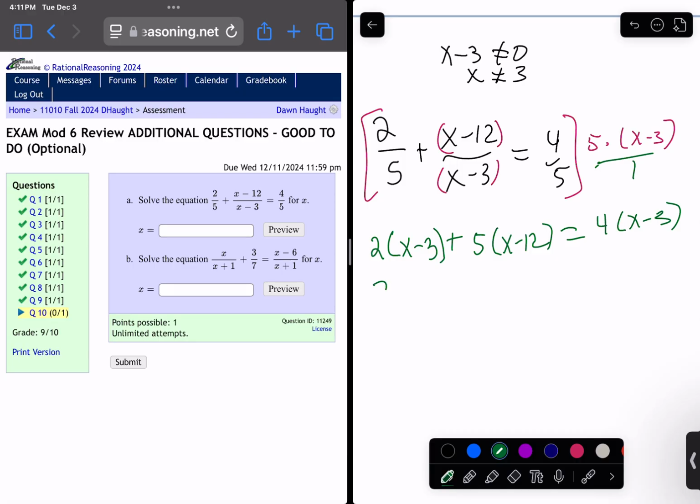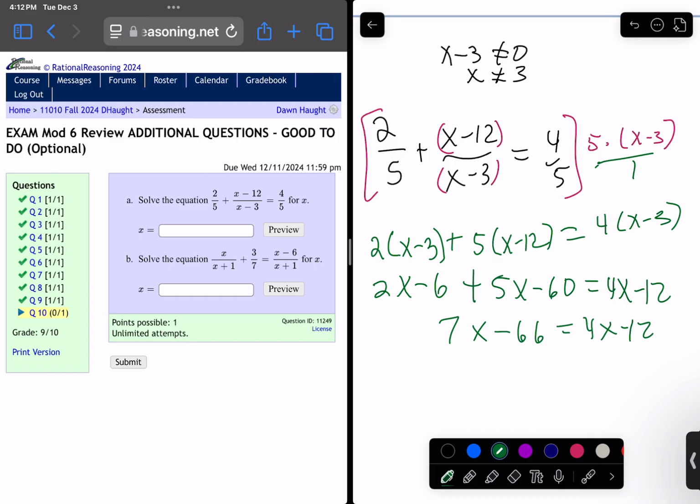Okay, so we would get 2x minus 6 plus 5x minus 16 equals 4x minus 12. Simplify each side down as much as you can. And I notice I get 7x minus 66 equals 4x minus 12. Now let's get our x's to one side, numbers to the other. So I'm going to subtract 4x from both sides. I'm going to add 66.